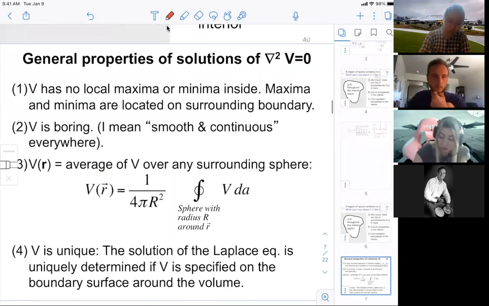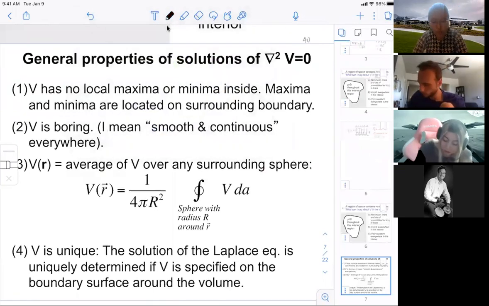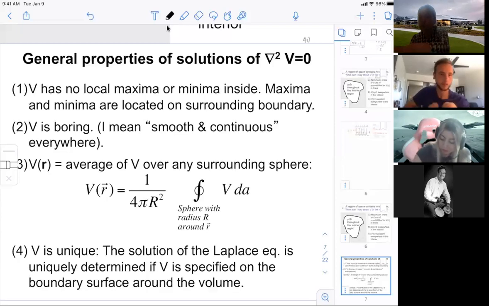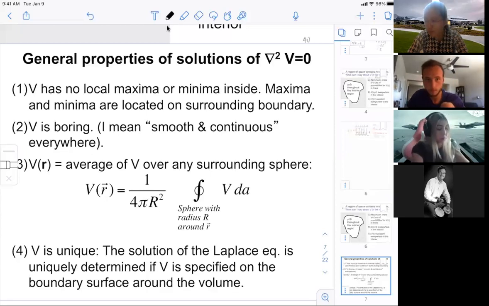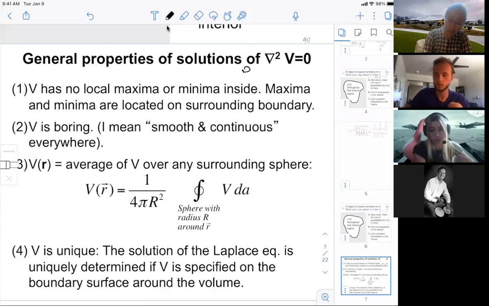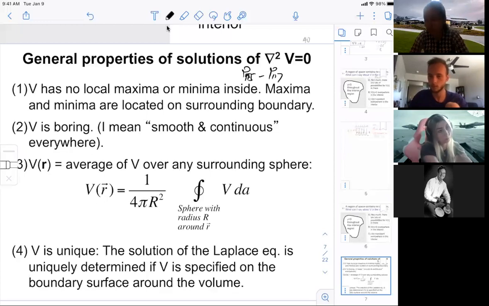Further on, there are some general properties of the solutions to the Laplace equation. Some of these are very useful. They can help us find the solution that we need for the problem we're interested in. So we need to gather more information, and there are some general properties that can be helpful. This is in your textbook. You can look at the proofs around page 115 to page 117.